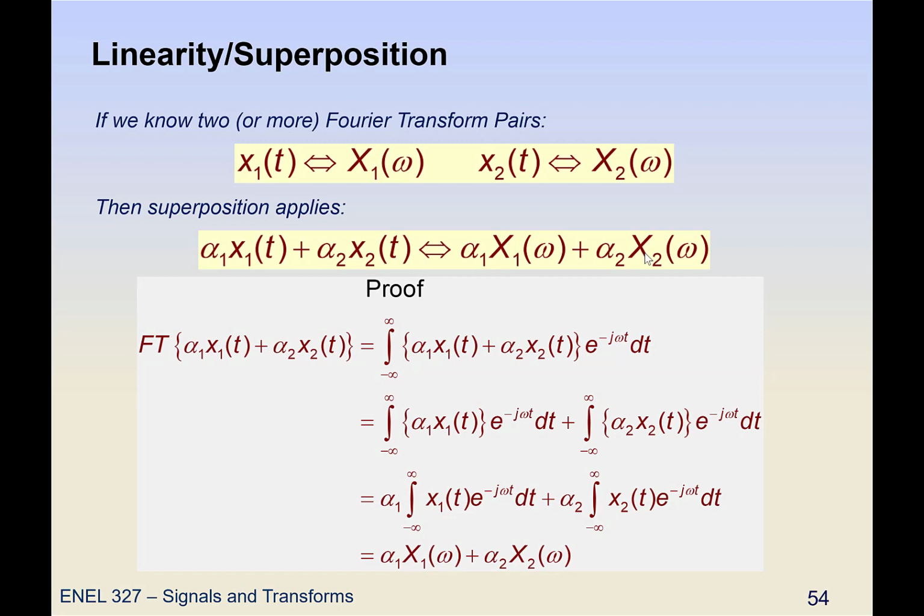And we can take a look at the proof by taking a look at the left-hand side, just taking the Fourier transform, separating those two because we just have an addition, pulling out the constants, and then these are just by definition X1 and X2.